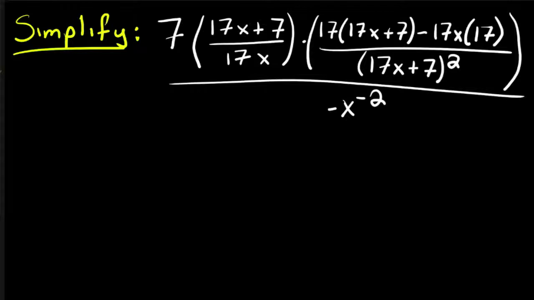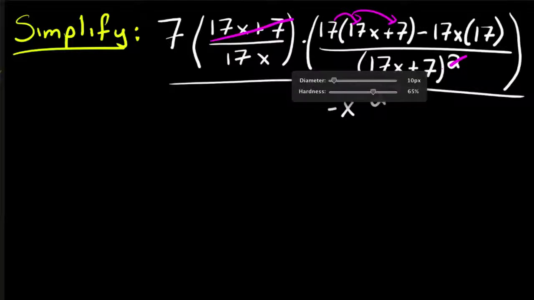The first thing to notice is that you've got a 17x plus 7 up here, and you've got a 17x plus 7 squared. So this means that you can divide one of these with one of these to leave you with just one 17x plus 7. Okay, and then another thing to notice is that when you distribute this guy, you're going to get 17 squared times x. Now 17 squared is 289, and then 17 times 7 is 119.